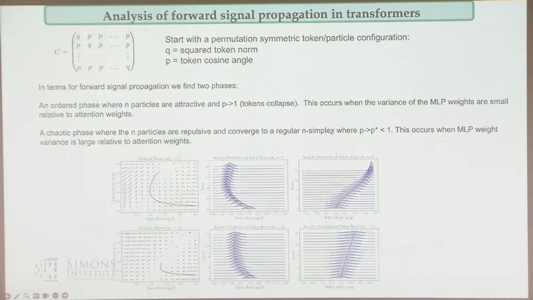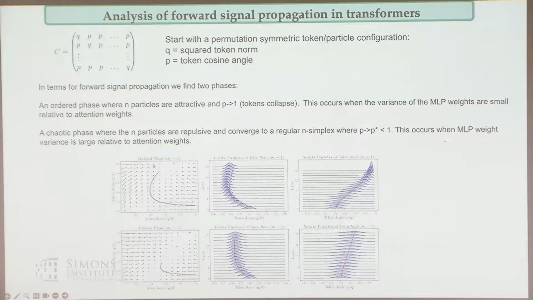Okay, now on the other hand, if the MLP weights are large relative to the attention weights, you'll get a chaotic phase where the N particles are repulsive and they'll converge to a regular N-simplex, where P goes to a fixed point, P star, which is P over Q goes to a fixed point. So P over Q is the cosine angle. P over Q will go to a fixed point, P star over Q star, which is less than 1. So it will be a regular simplex that isn't a line. And you can see this here, okay?